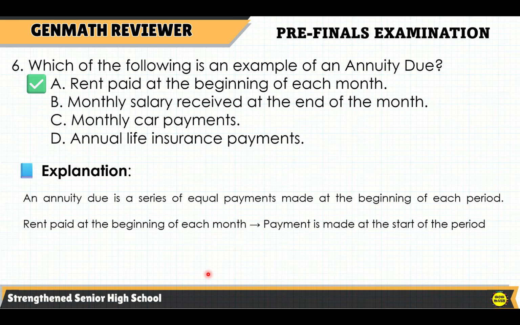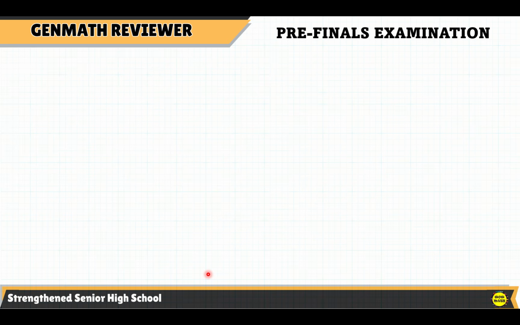So the reason is that the annuity due is a series of equal payments made at the beginning of each period. So rent, or the choice letter A, which is rent paid at the beginning of each month, the payment is made at the start of the period.